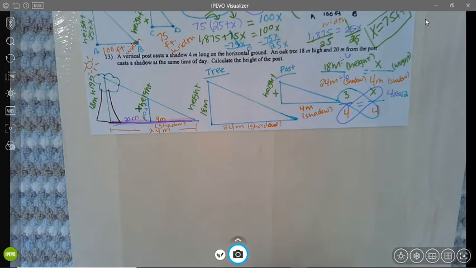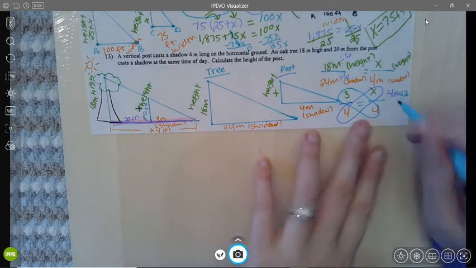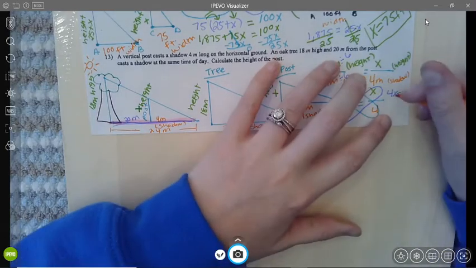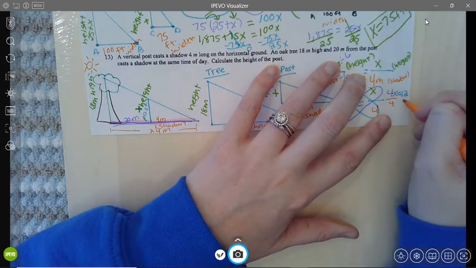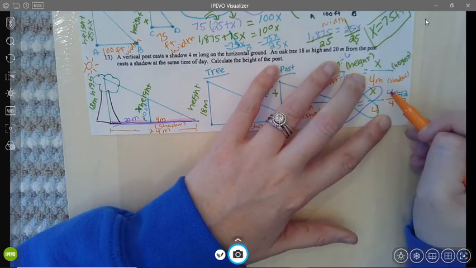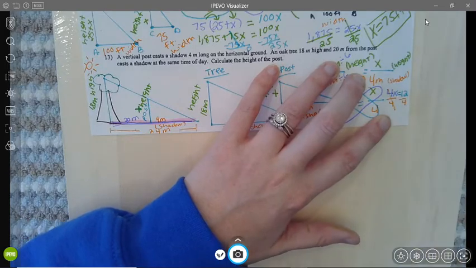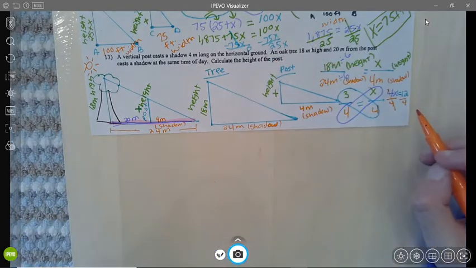Okay, let's solve this thing for X. So the 4 and the X are secretly multiplying. So the way that I move 4 to the other side is by dividing it on both sides. Which 4 divided by 4 will cancel and turn to 1. 12 divided by 4 is 3.